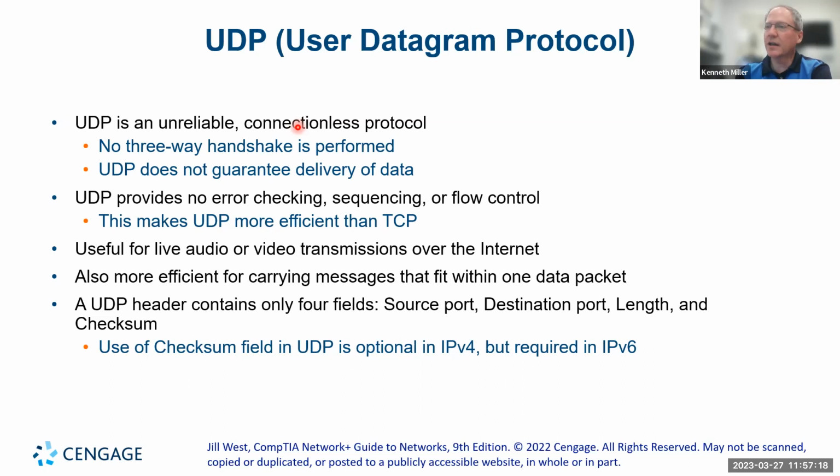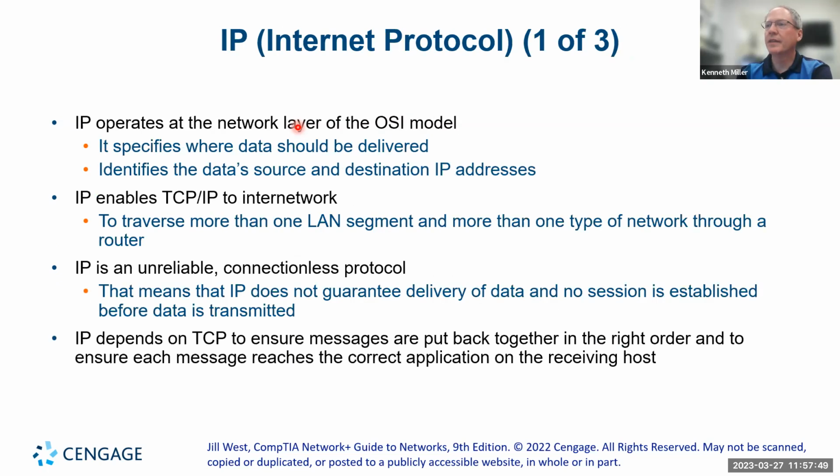Streaming services will use UDP because it's faster, because there's no error checking, no flow control, and no connection guarantee. It's just, boom, here it is. If you get it, you get it. If you don't, then you miss part of whatever is streaming. Live audio or video transmission over the internet is a common User Datagram Protocol application.